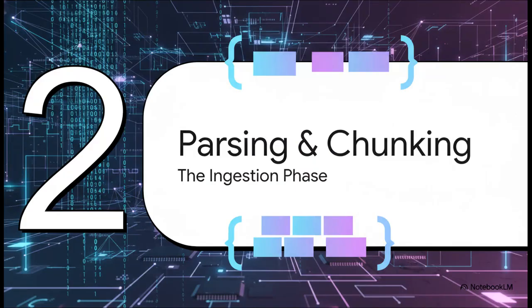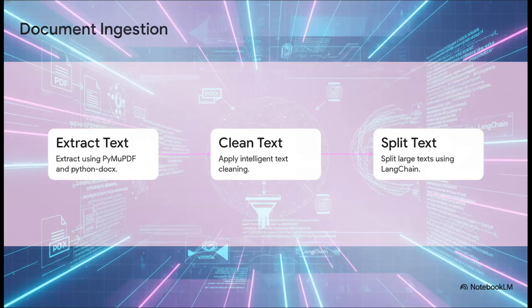Moving on to Section 2, parsing and text chunking. This is the ingestion phase. So, how do we actually get a bunch of PDFs and Word documents ready for an AI to read? First, the system extracts text from multiple document formats, like your standard PDFs, docx, and plain text files, using libraries like PyMuPDF and python-docx. Second, it applies intelligent text cleaning.